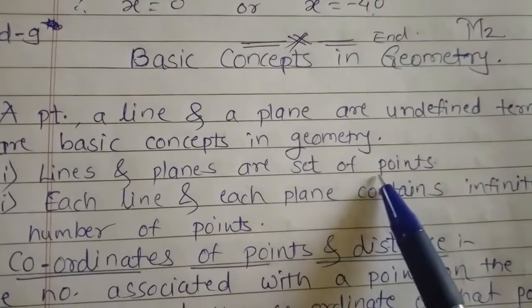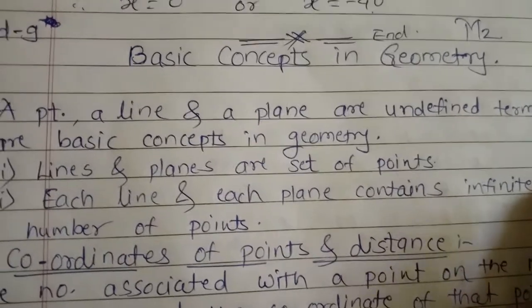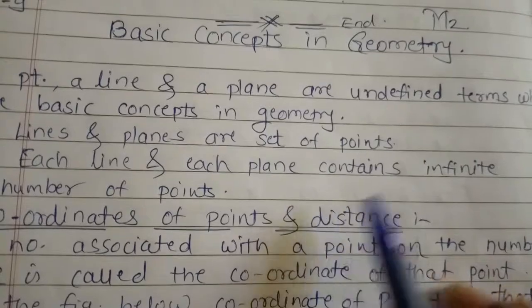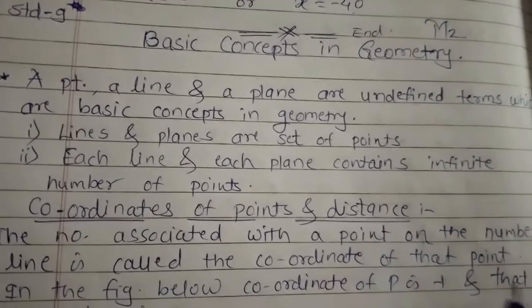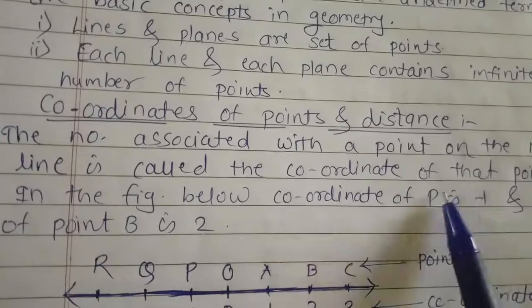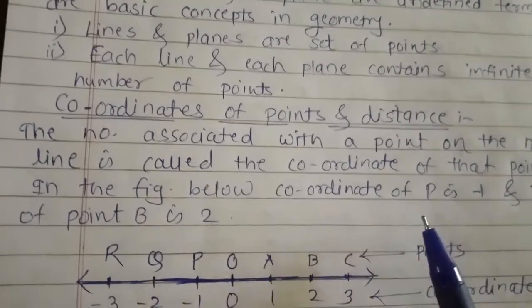Lines and planes are sets of points. So whenever there is a group of points, then lines and planes can be formed. Each line and each plane contains an infinite number of points. So these are some important points regarding point, line and plane. Now, coordinates of the points and distance. From this concept, these examples are related to your exercise 1.1.